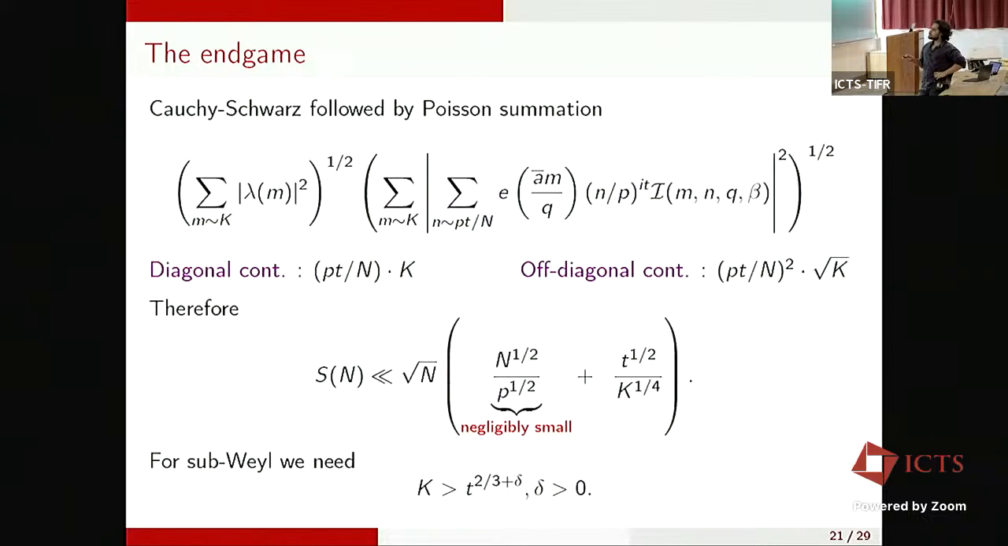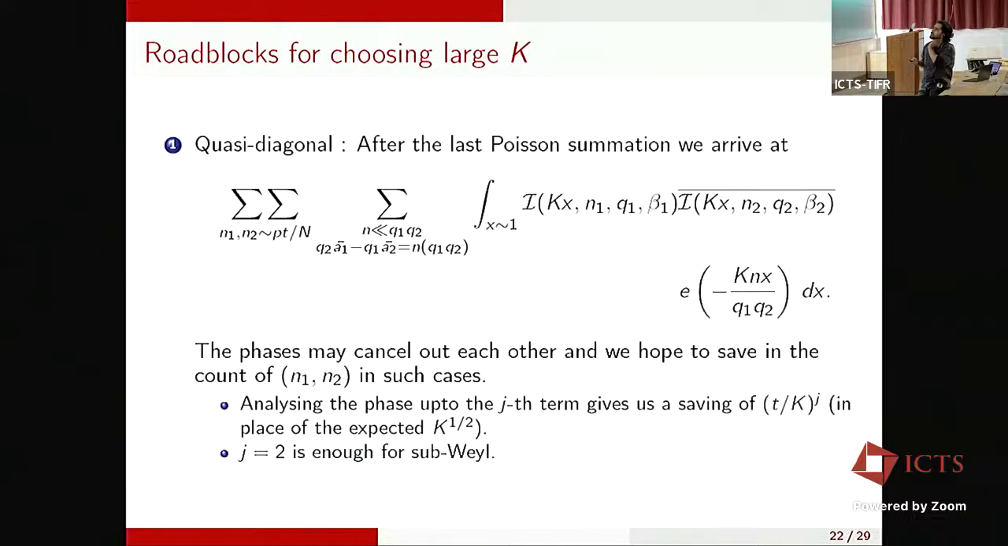So hence the bound really comes from this. For Sub-Weyl you just need to choose k to be anything bigger than t to the power of 2/3. But we would like to choose k as large as possible. We would like to choose k to be at least t. But there are some barriers to that, and I'll quickly show you that.